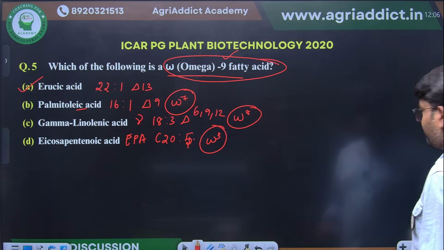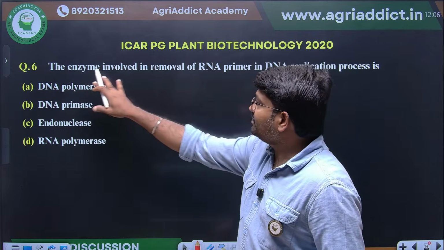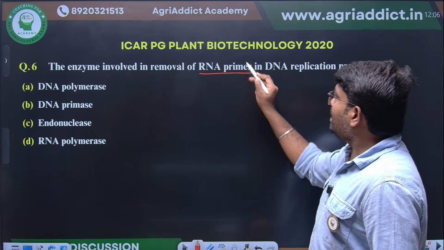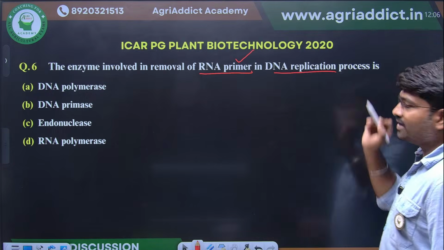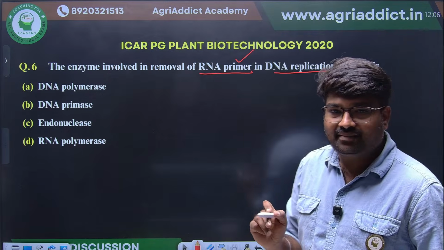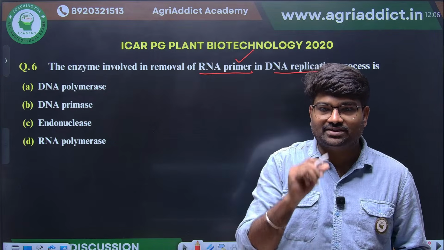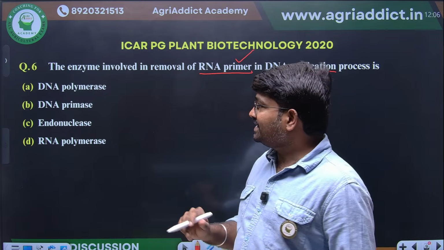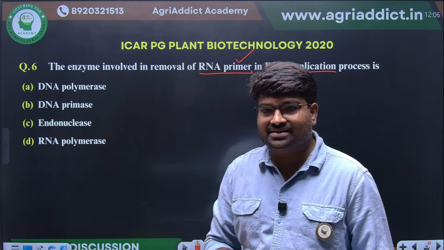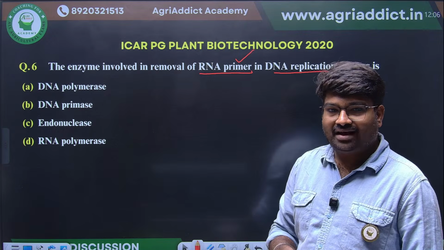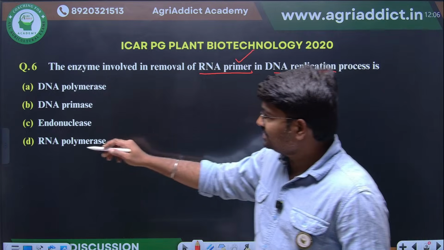Okay, clear? Next, the enzyme involved in removal of RNA primers in DNA replication process. Which enzyme is important for removing RNA primers during the replication process? Yes, whether it's DNA polymerase or DNA primase or endonuclease or RNA polymerase. Yes, DNA polymerase.